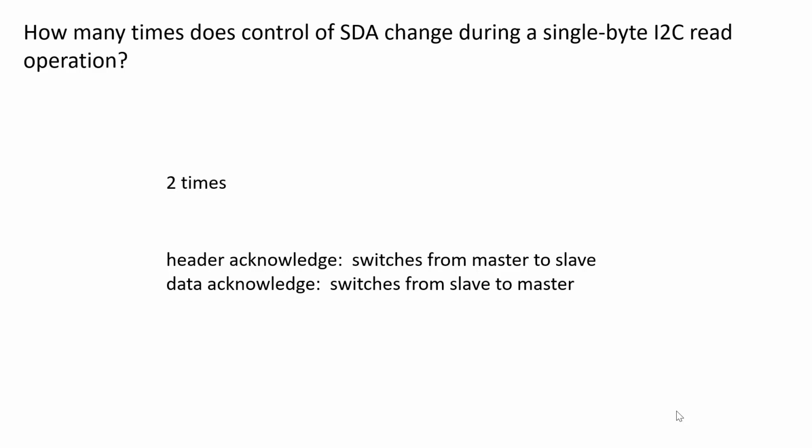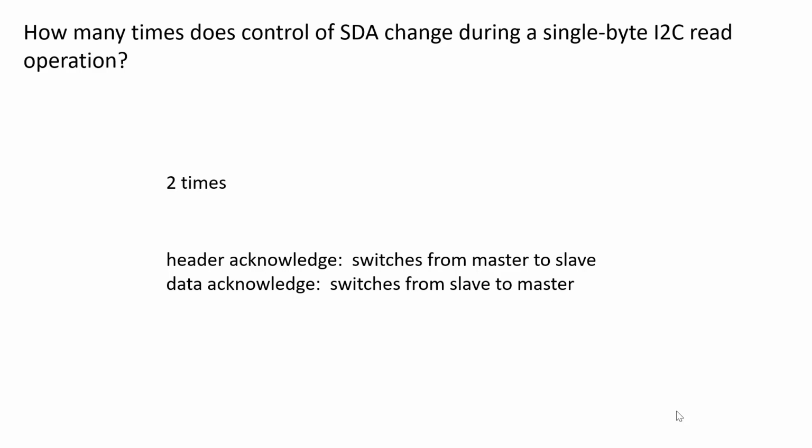I think if it was a read operation, if I had asked you how many times does it change control during a read, that would be changes control. The header acknowledge is the same. So you get a yield of control after the header, right? But then you have to yield control right after that so the master can then send their output data. And then the slave has to acknowledge it.